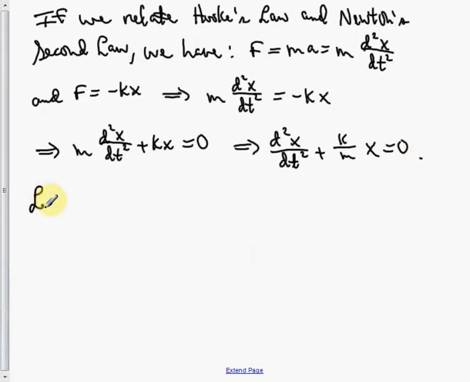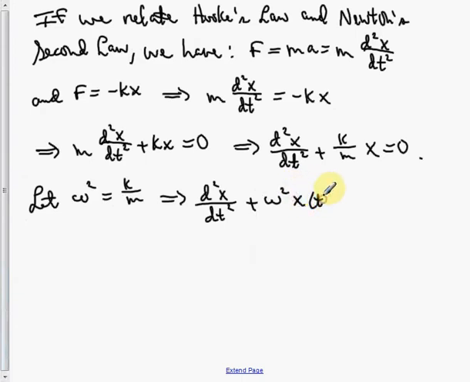Now, just for simplicity's sake, let omega squared equal k over m. So thus we have the second derivative with respect to time plus omega squared times x, and that's x of t to be precise, is equal to 0.